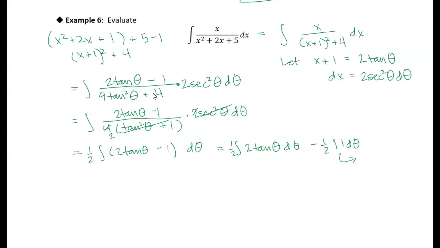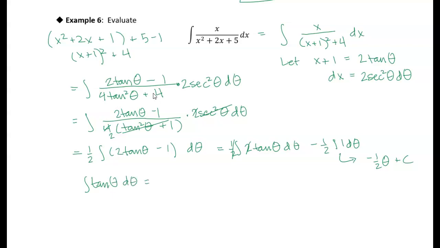I'm just going to write this off to the side. So we get minus 1/2 theta plus c. All right, I'm just going to write that off to the side. This other one's a little trickier. All right, so we have to integrate tangent. So I can actually cancel out now the 1/2 times the 2 just becomes 1. So now I have to integrate tangent of theta d theta.